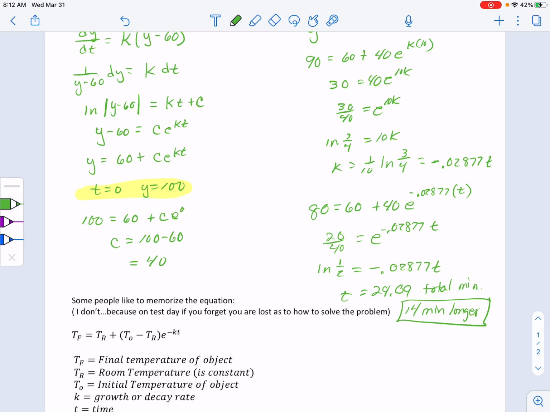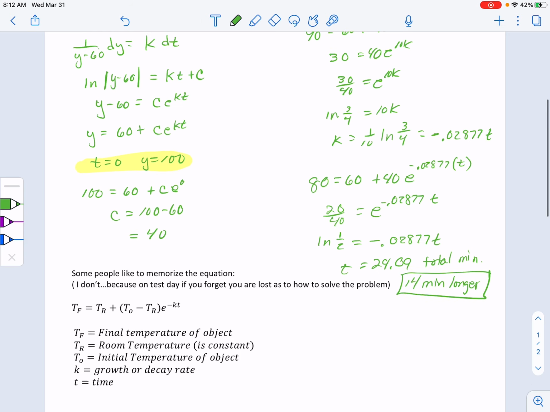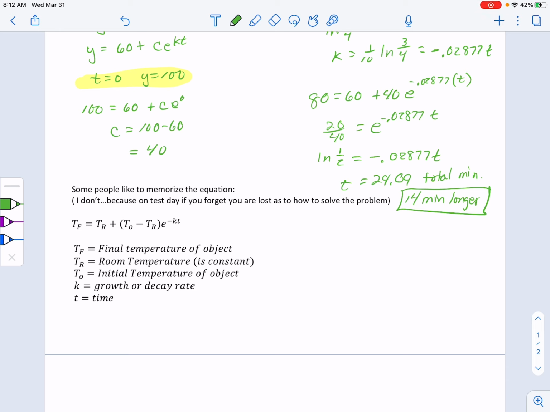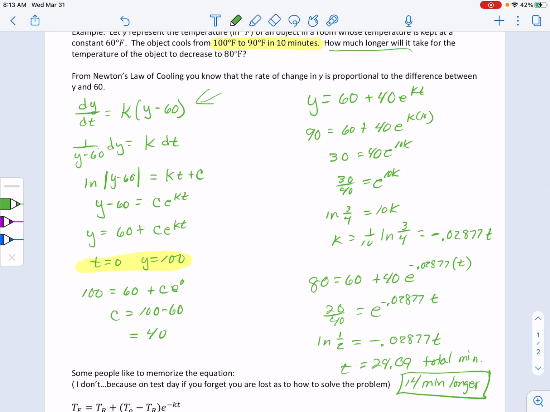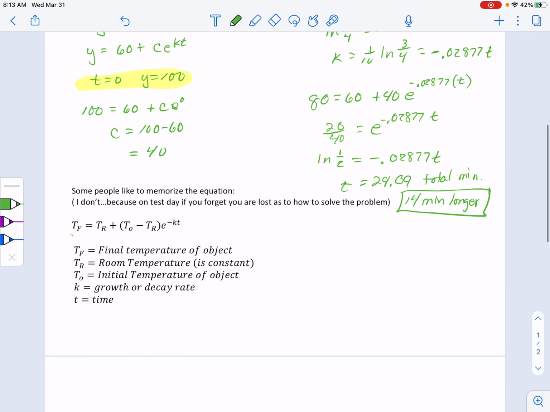Make sure you answer the question. Down here at the bottom, this is the standard formula. Some people like to memorize it. I don't. Test day rolls around and you panic and get test day anxiety and you forget. You can always do this: it's the difference between the y value and the temperature in the room. But here, your final temperature minus the room temperature, the original minus the room. You can memorize that if you want. It's up to you. That's all there is to this lesson.